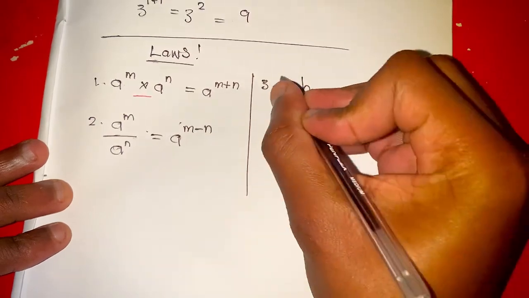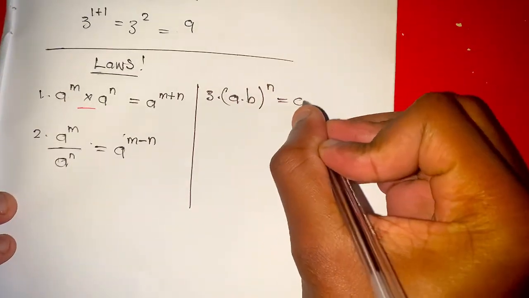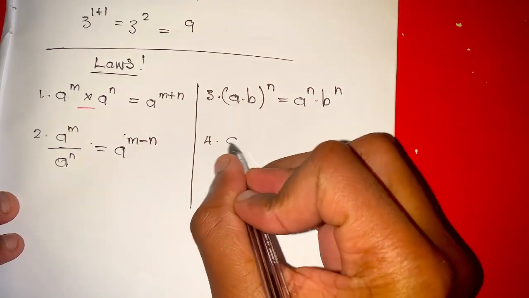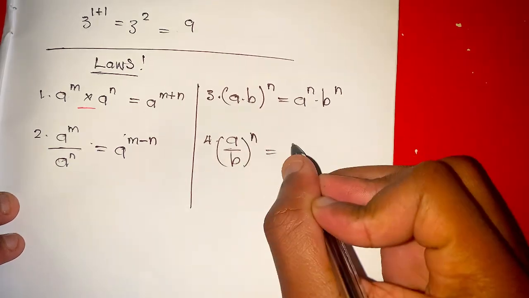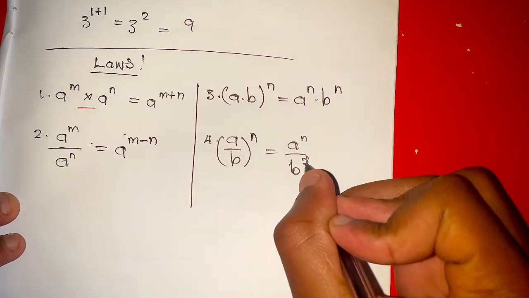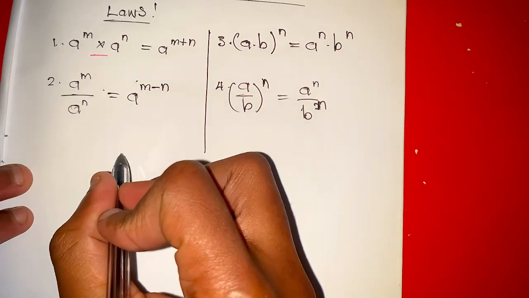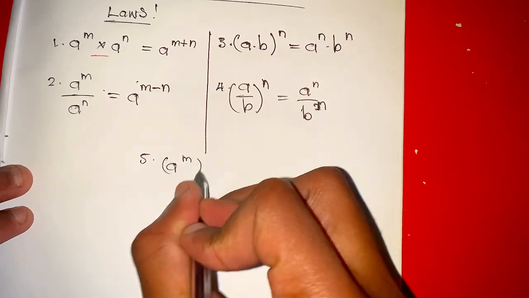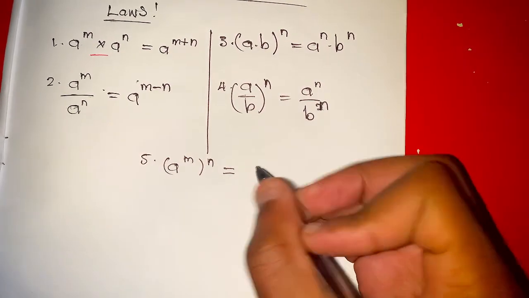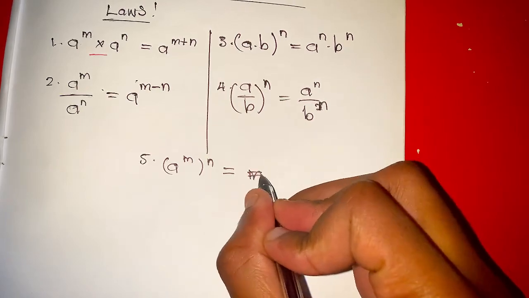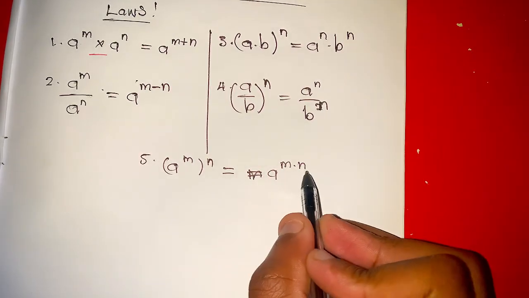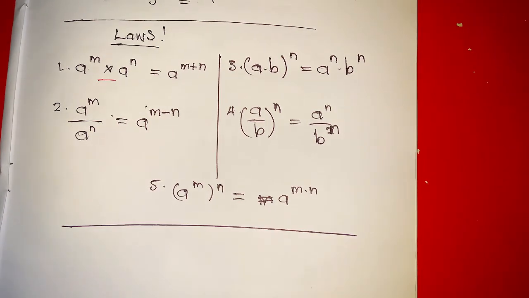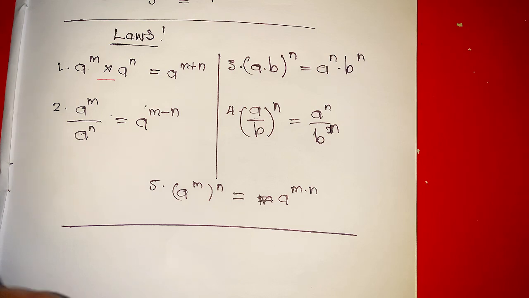When you have a multiplied by b to the power of n, this is equal to a to the power of n multiplied by b to the power of n. And your fourth law says that a over b exponent n is equal to a exponent n over b exponent n. Lastly, you should know that a exponent m, to the power of n, is the same as a to the power m times n. You will multiply the exponents. You need to know these laws by heart in order to be able to write your tests. But as soon as you know them, the test becomes very easy.